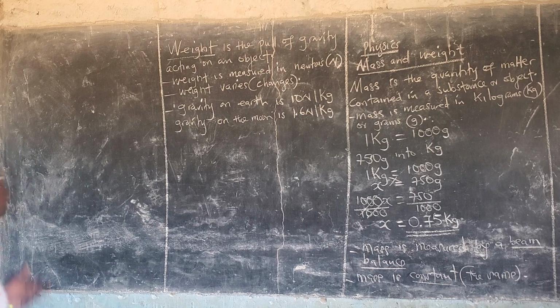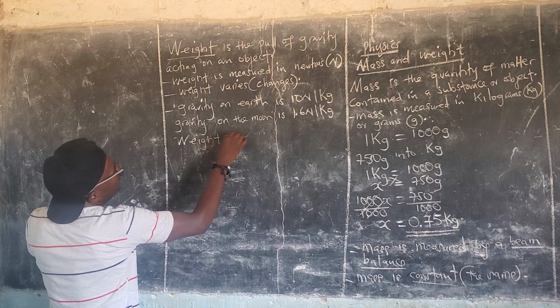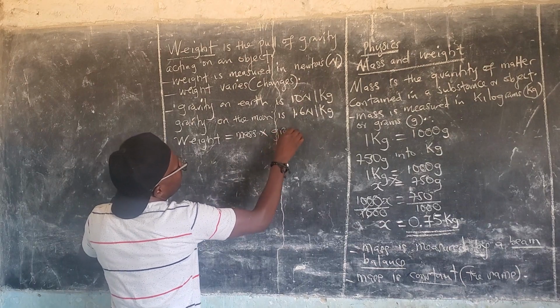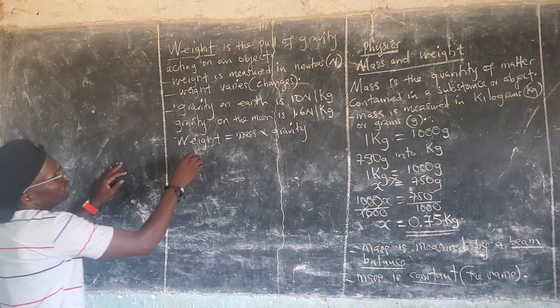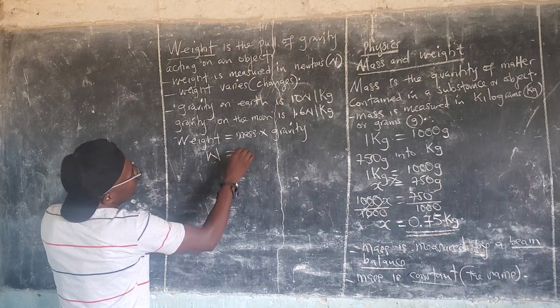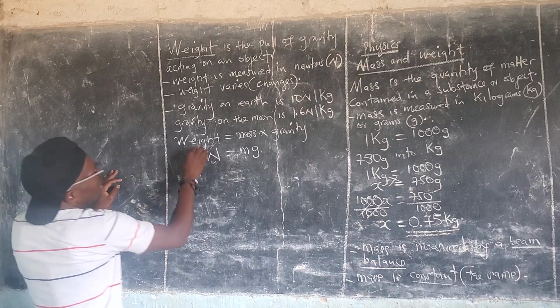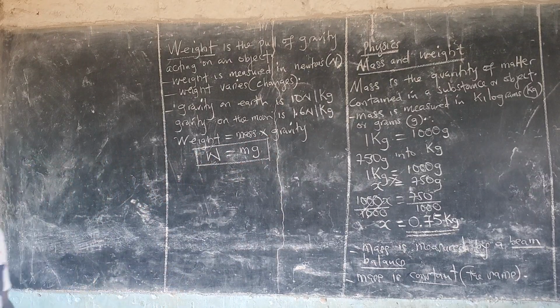So how do you calculate weight? Weight is equal to mass multiplied by gravity. Sometimes it can be acceleration due to gravity, which means we get W is equal to mg. So this is the formula that we use to calculate weight.